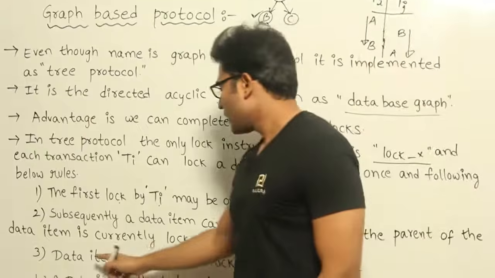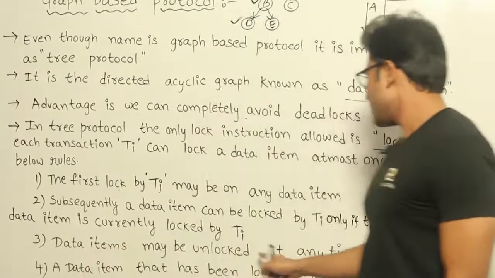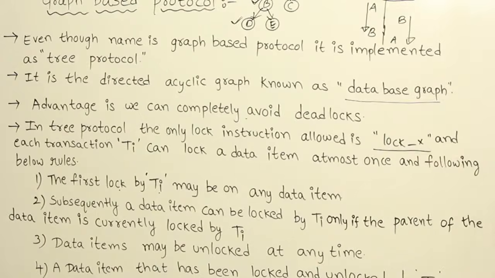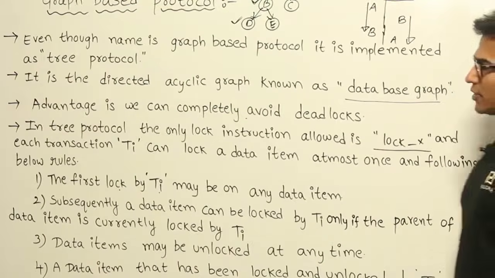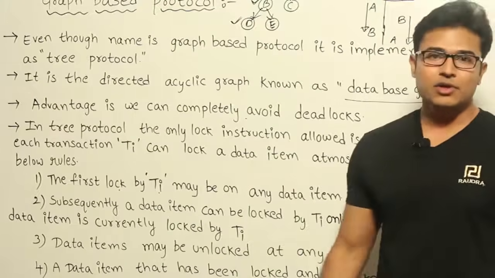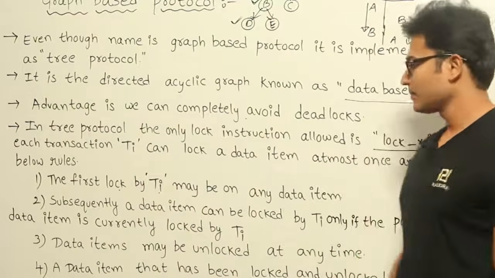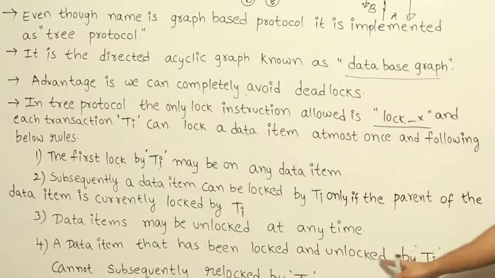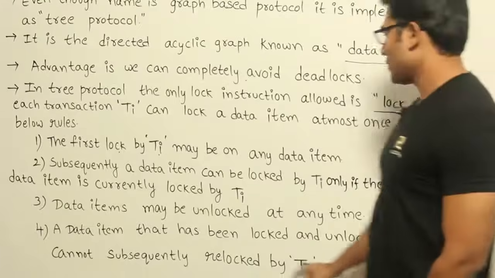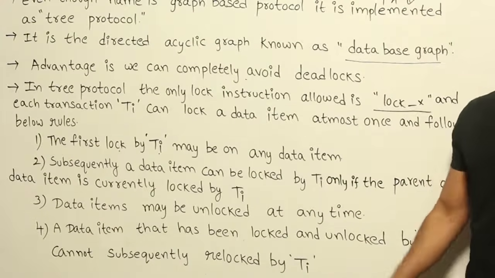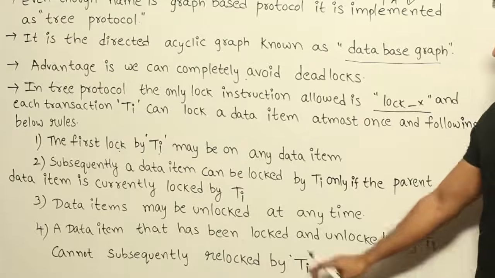Okay. Now data items may be unlocked at any time. So unlocking can be done anytime. It is not like you are going to have two phases. You can unlock anytime, and you need not even wait till commit, right? And then a data item that has been logged and unlocked by Ti cannot subsequently be locked by Ti, which means once you have logged and unlocked, don't ask for it again. That is the meaning of it.